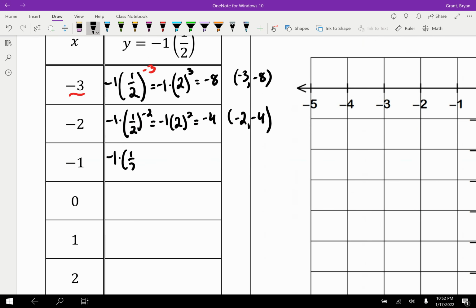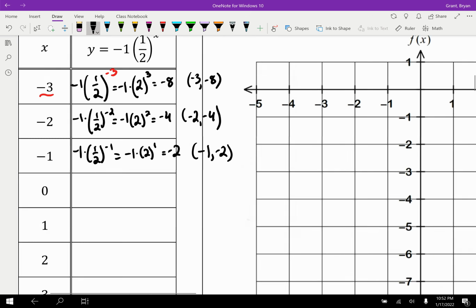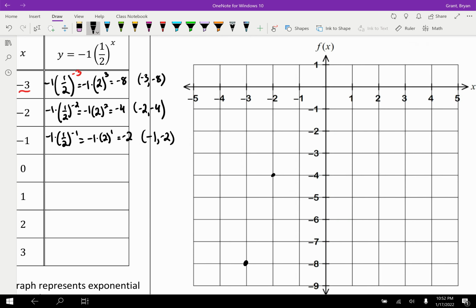And negative 1 times 1/2 to the negative first. The original reciprocal becomes 2 to the first, which is just 2. And don't forget that negative. So graphing these: negative 2, comma, negative 4, and negative 1, comma, negative 2.